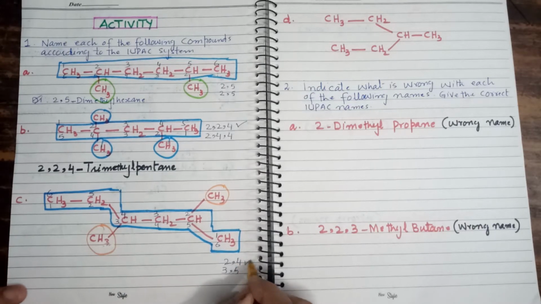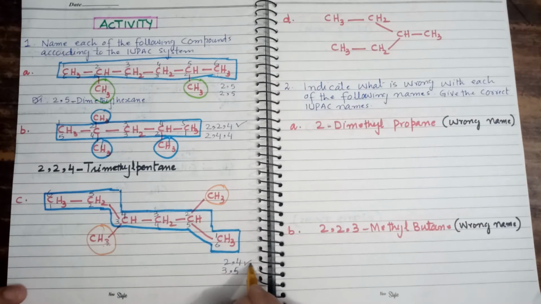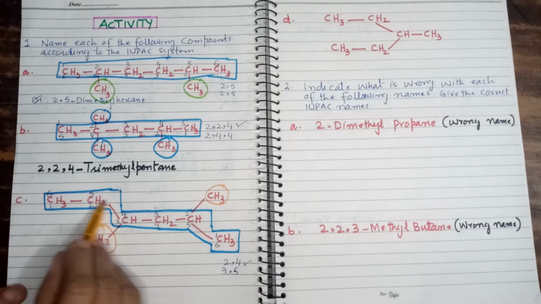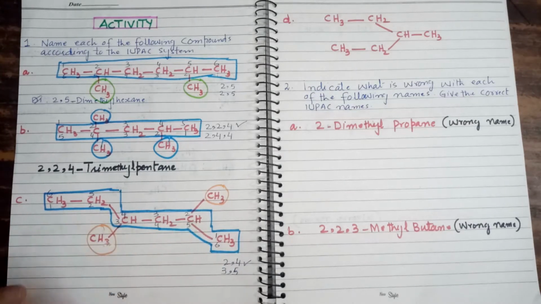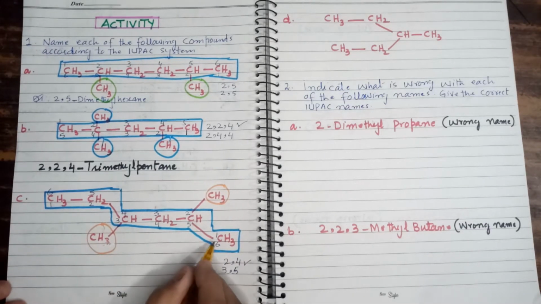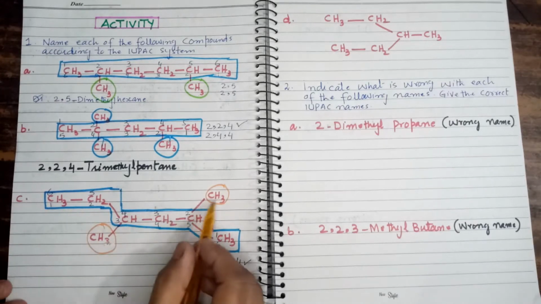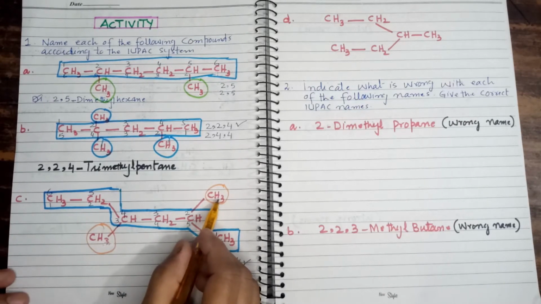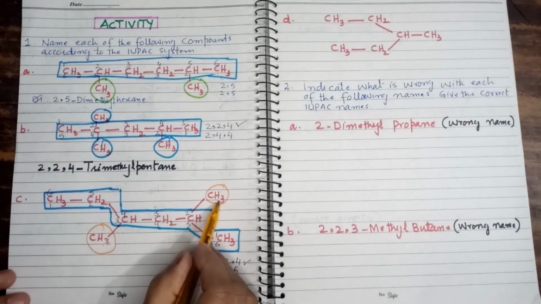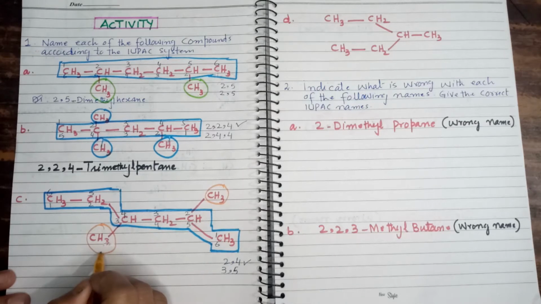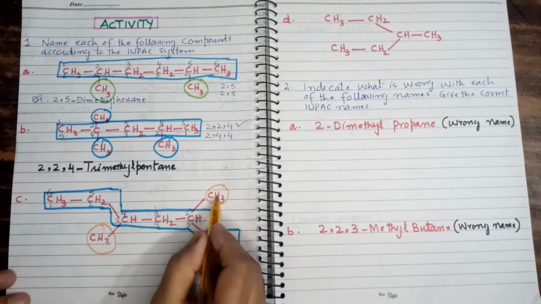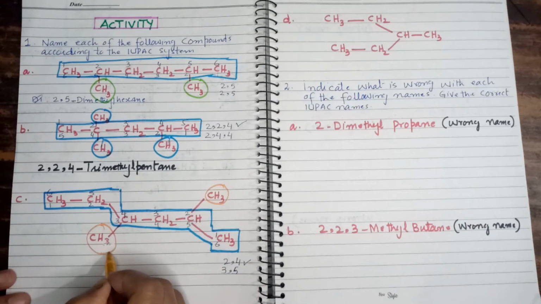Of course, 2, 4, they are lower numbers. It means we do the numbering like this way. We do the numbering like this way, right? Now assign the IUPAC name to this molecule. Identify which alkyl radicals are attached with the parent chain. Here we have one methyl radical, here we have another methyl radical. We have two methyl radicals here, right?